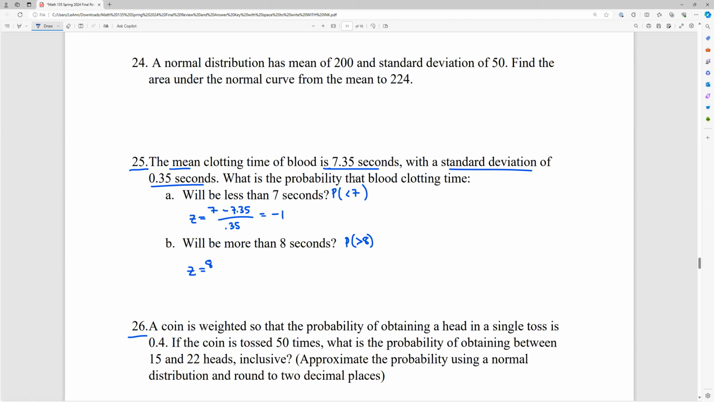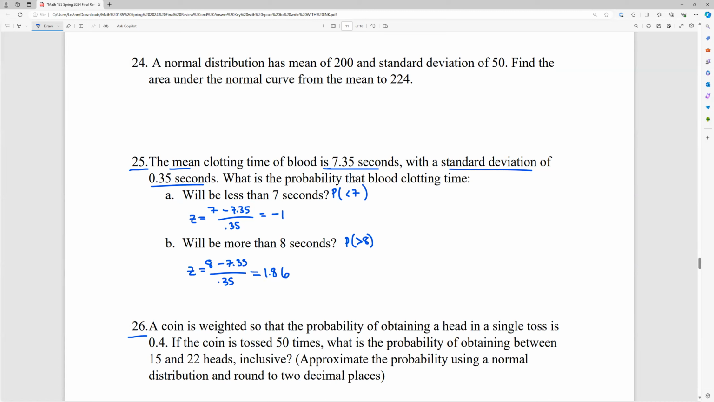For this one, we're doing 8 minus 7.35 and dividing that by 0.35. And usually with z-scores, we go to 2 decimal places. So this is 1.86. Okay. So work that all out and get that.